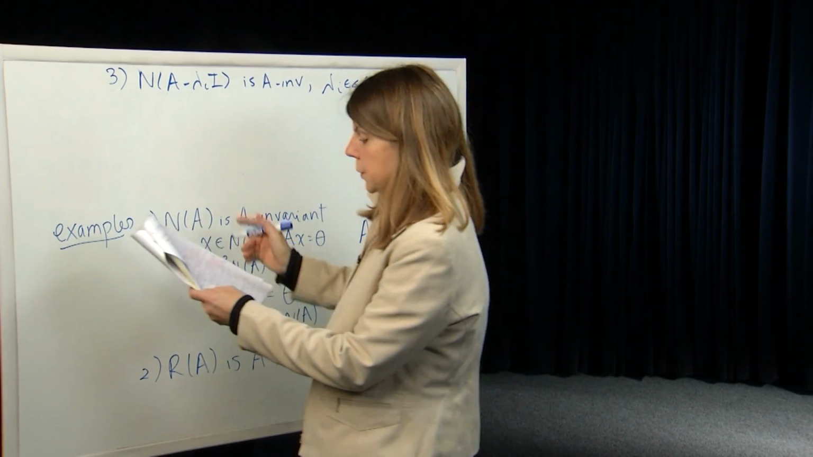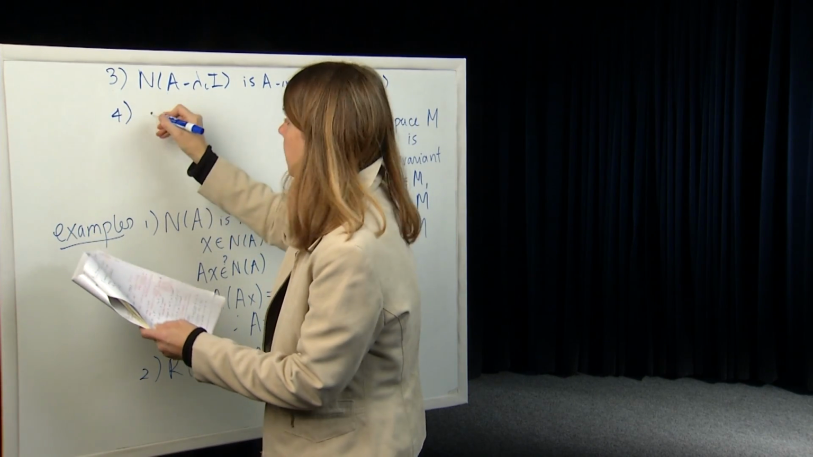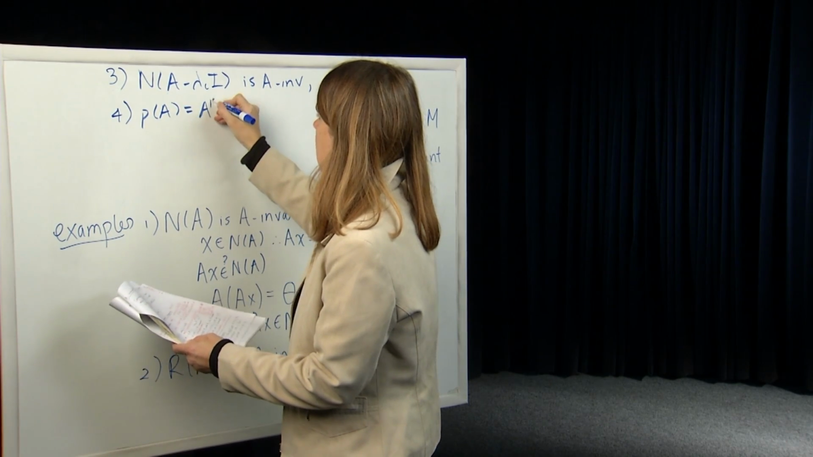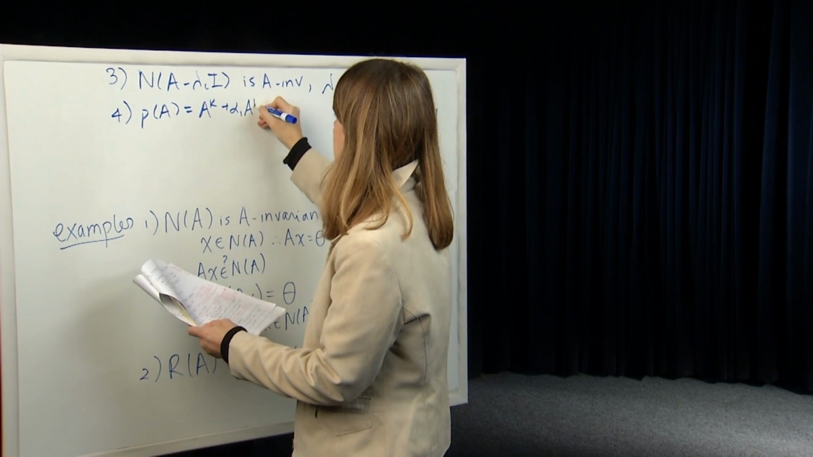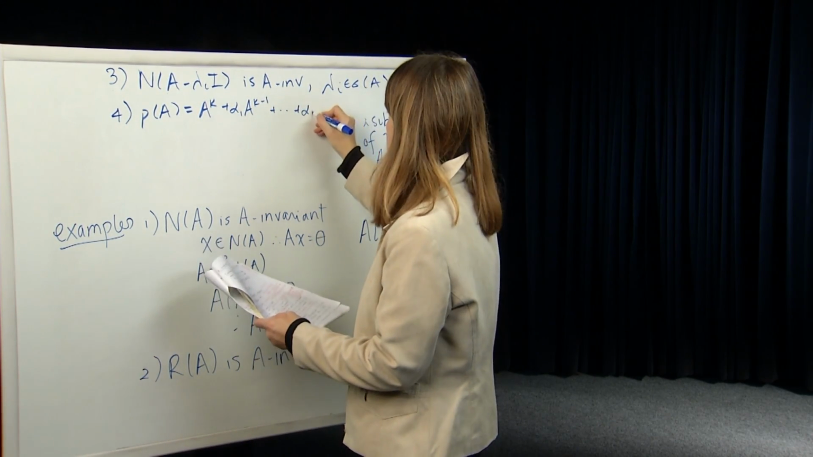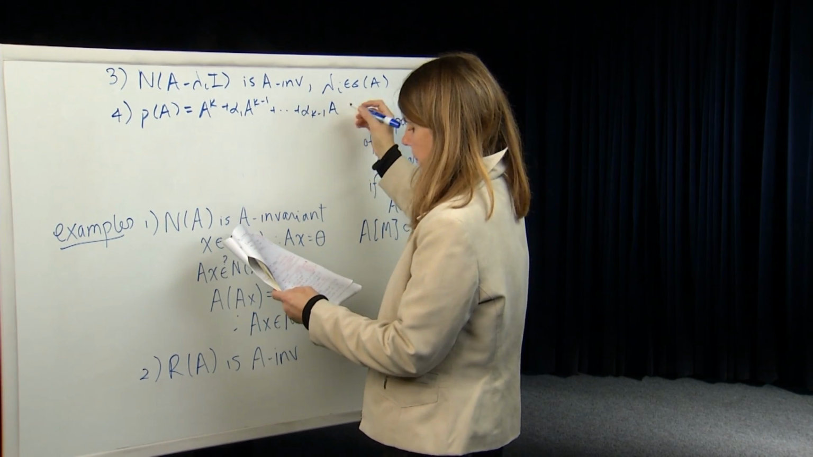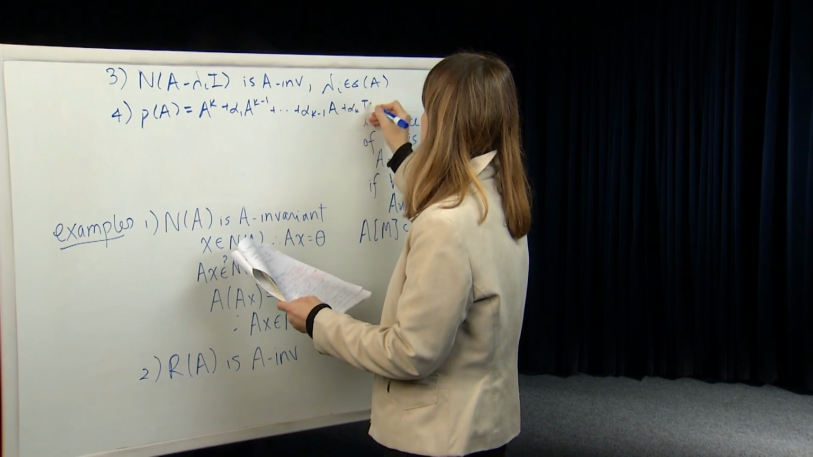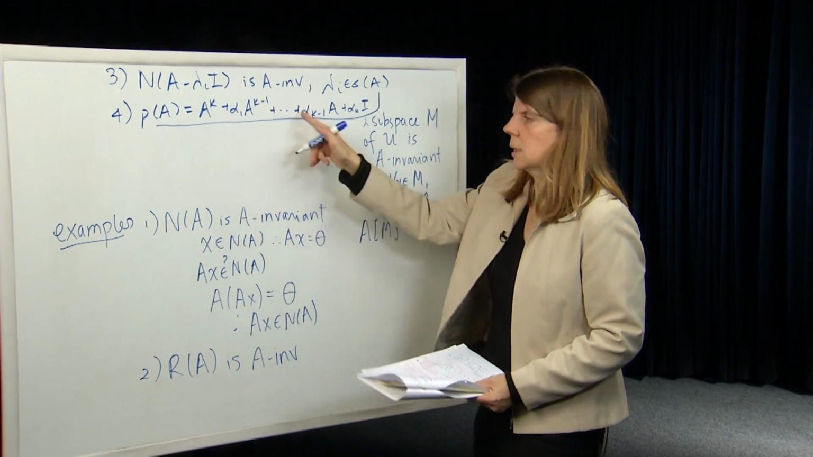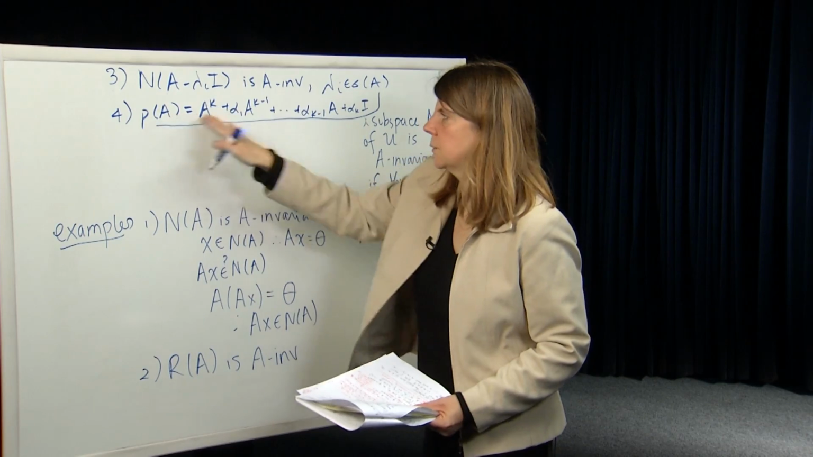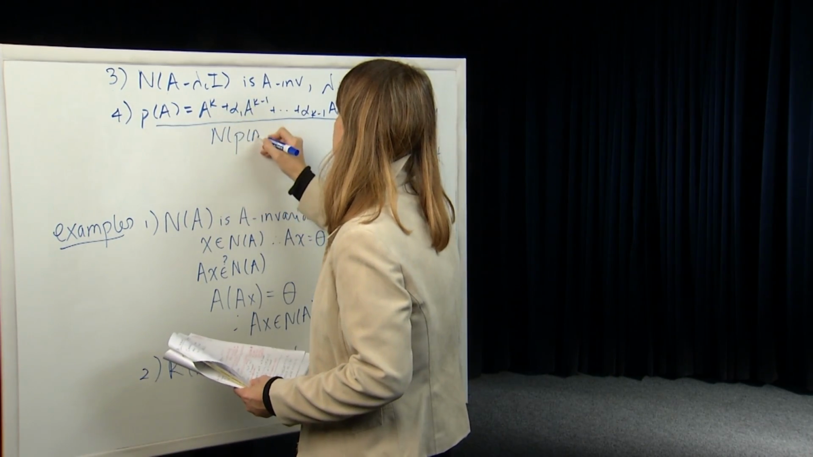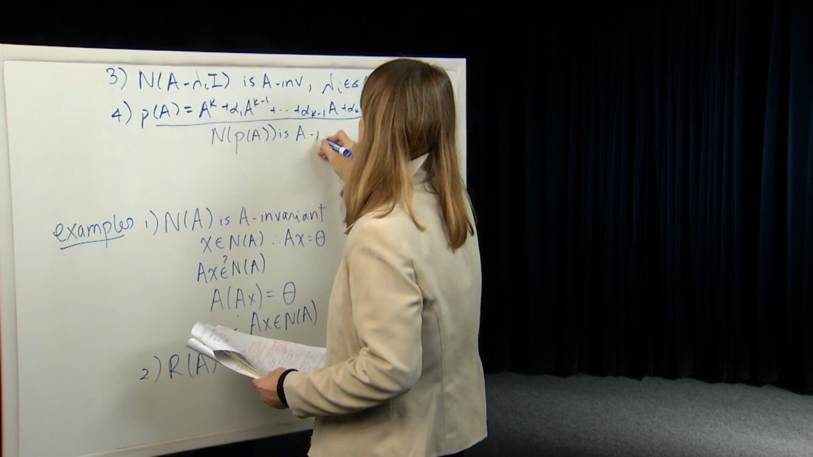More generally, suppose you had a polynomial function of the matrix A, written as A to the k plus alpha 1 A to the k minus 1 plus up to alpha k I. Then the null space of that polynomial function of A, which is a matrix, is also A-invariant. So the null space of p(A) is A-invariant.